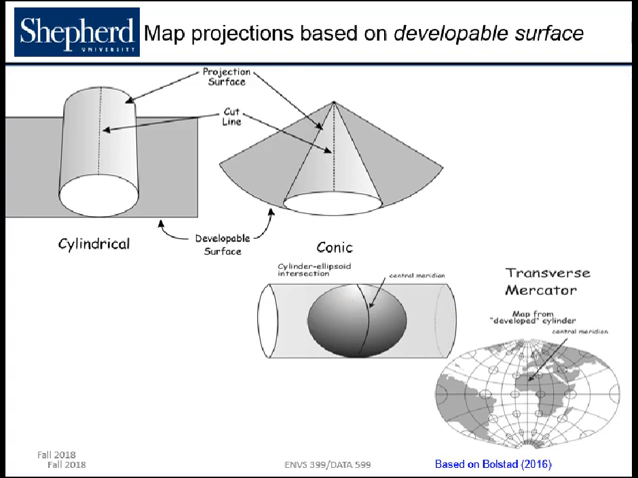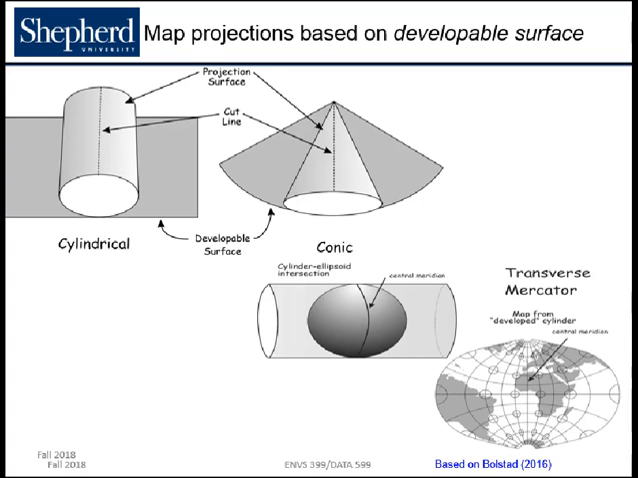Most map projections are based on a developable surface. That's a geometric shape onto which the Earth surface is projected. Cones, cylinders, and planes are the most common developable surfaces. A plane is already flat, and cones and cylinders may be mathematically cut and unrolled to develop a flat surface.